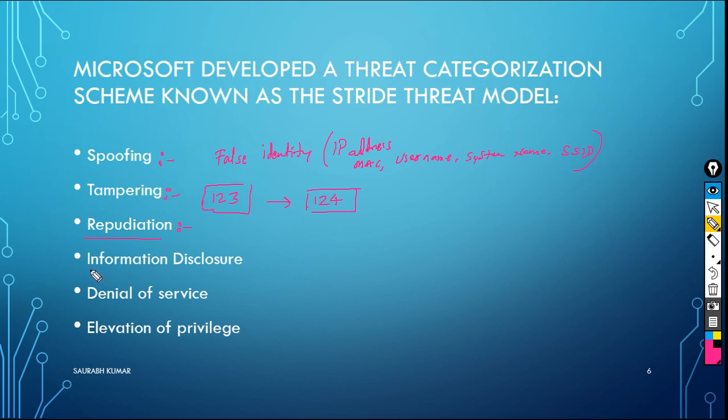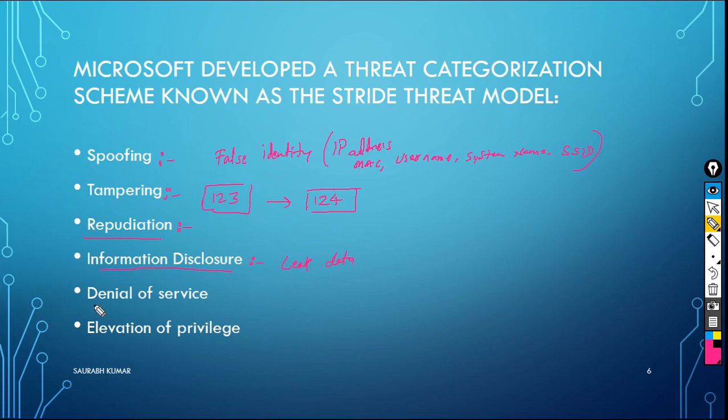Then the next thing is information disclosure. Information disclosure means simply a leak of data. It is the revelation or distribution of any private, confidential or controlled information to an external or unauthorized entity.